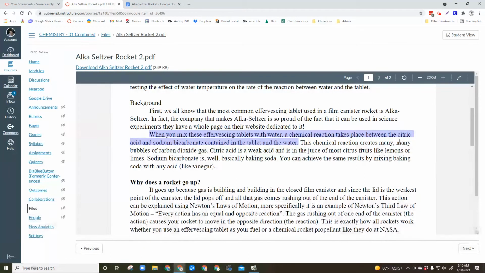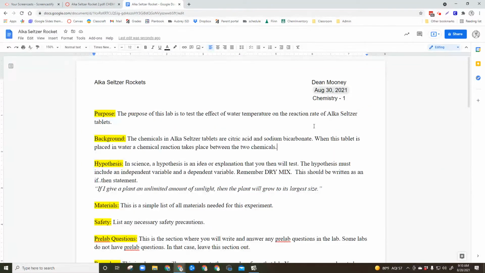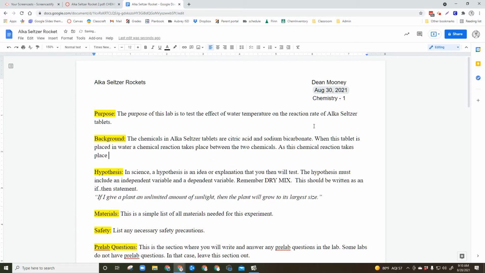This chemical reaction creates many, many bubbles of carbon dioxide. Okay. So as this chemical reaction takes place, carbon dioxide gas is released.